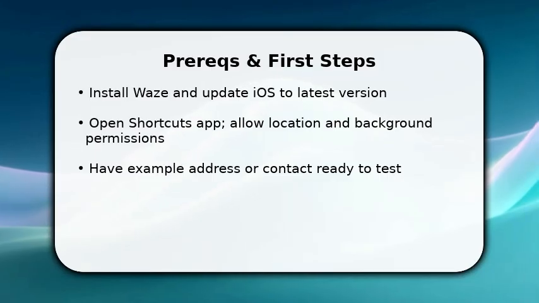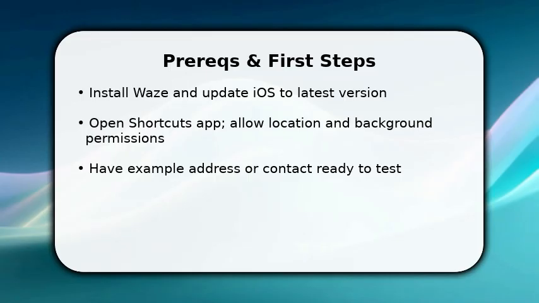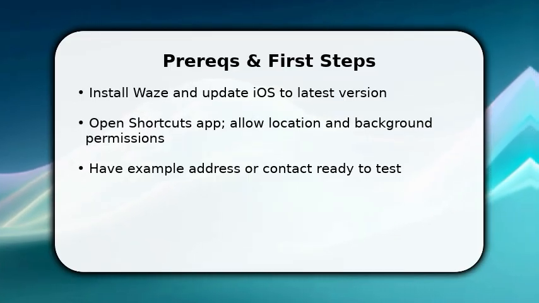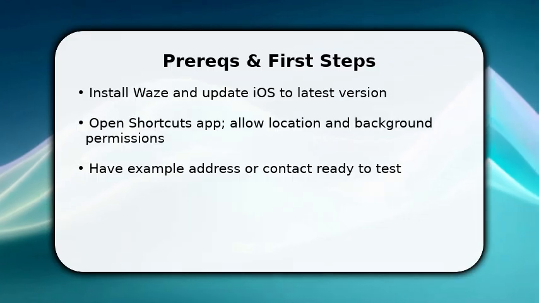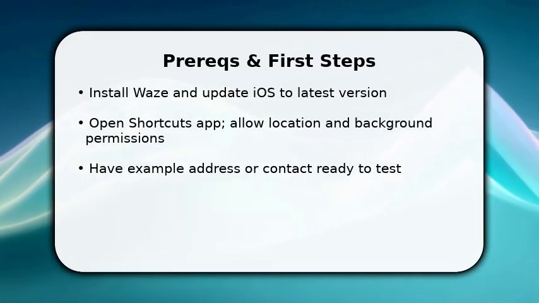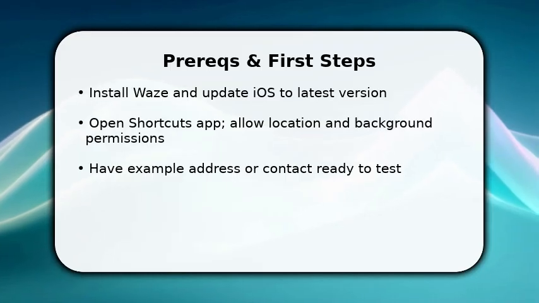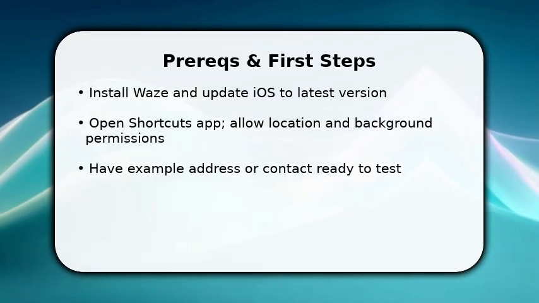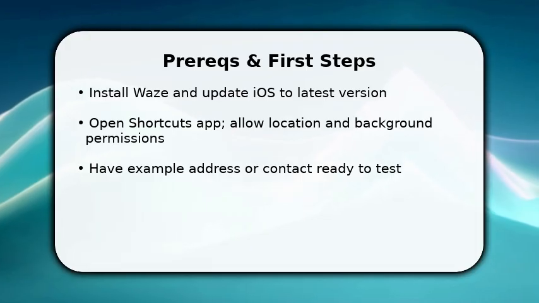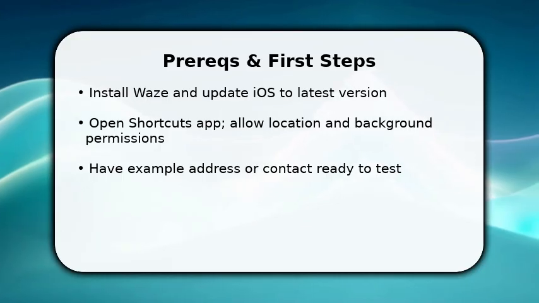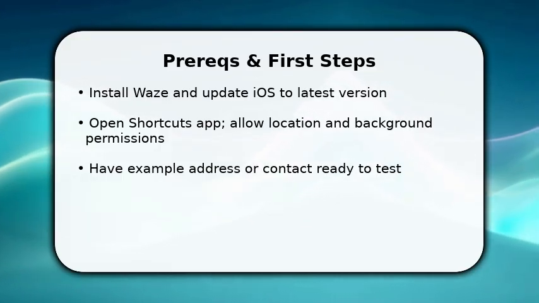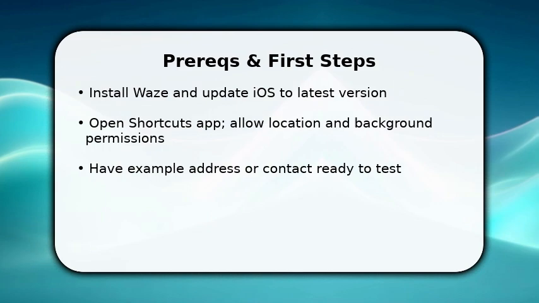You need Waze installed and iOS updated. This avoids app compatibility issues. Open Shortcuts and give it location permission so actions can hand off coordinates. Once done, create a new shortcut. Add an action to accept text or a contact and convert it to coordinates. Then add a URL action using the Waze scheme waze://?ll=lat,lon&navigate=yes. This starts the automation that will launch Waze directly when you run the shortcut.